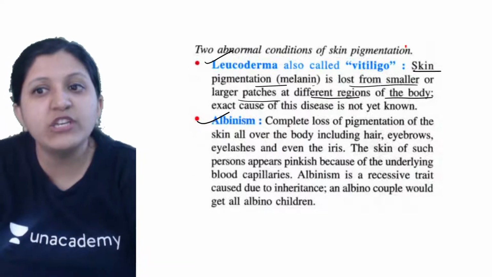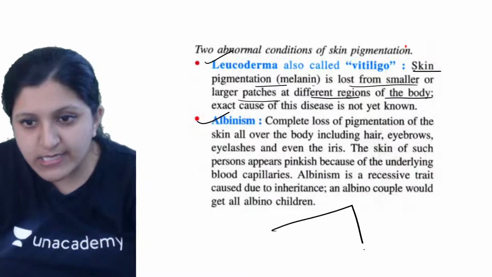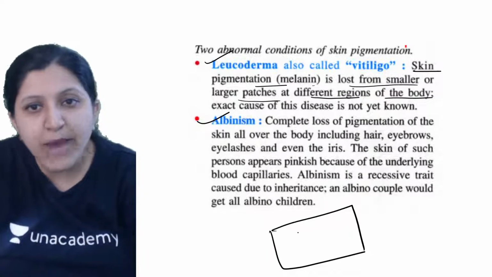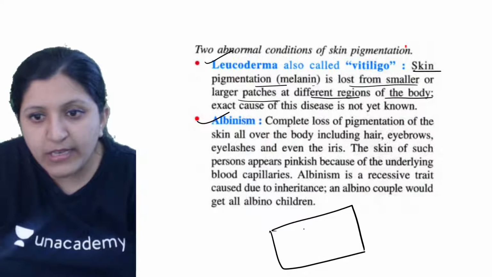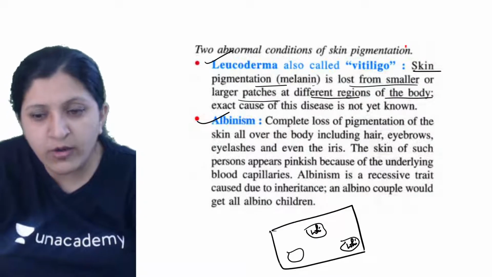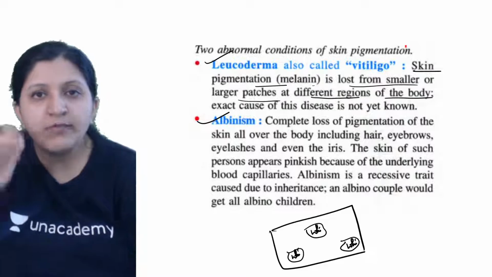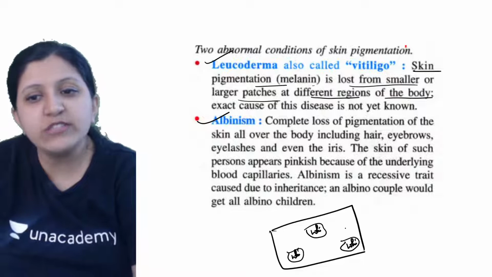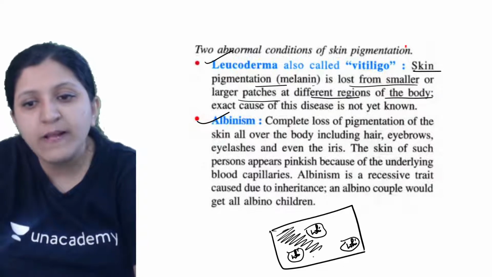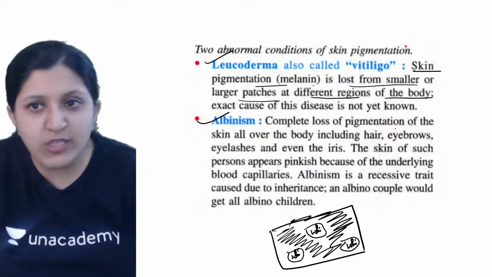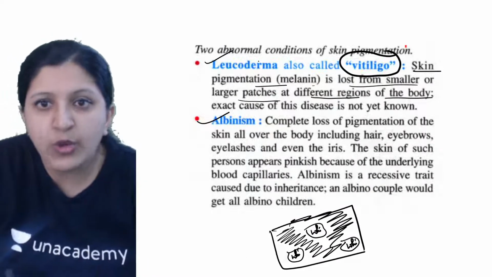So skin pigmentation is lost from smaller patches. Let's say this is the skin. From this skin, the melanin pigment is lost in patches. Let's say here one patch, here another patch, and here one more. These patches will be whitish, or somewhat creamish, in color. The rest of the skin still has melanin pigment, but in patches we can see that melanin is lost, and that we call vitiligo or leukoderma.